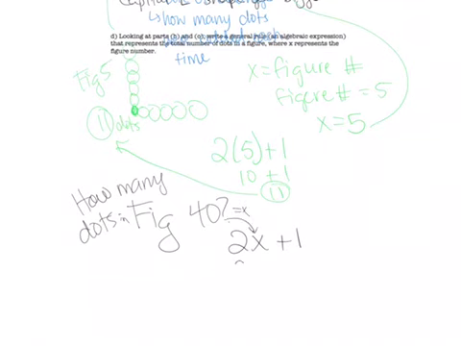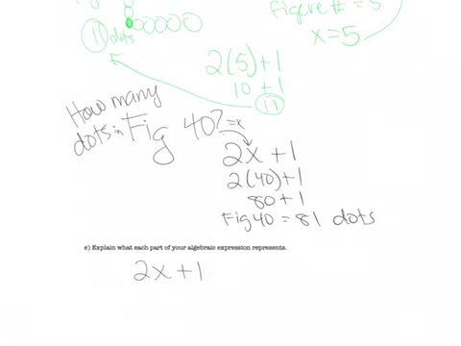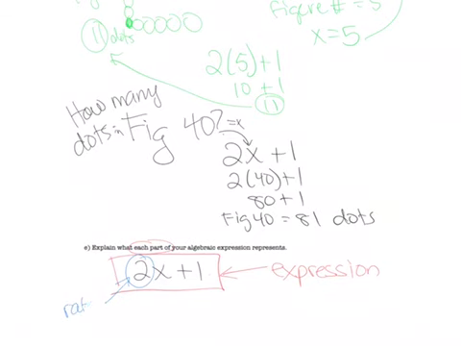And just looking at the last question here, it says, explain what each part of your algebraic expression represents. Well, I actually already talked about that when I said my expression is 2x plus 1. That's what's called an expression. An expression is an algebraic equation without the equal sign. So it says explain what each part of your algebraic expression represents. Well, I already told you that the 2 is the rate of change, and 1 is your base, or the number of dots at figure 0.